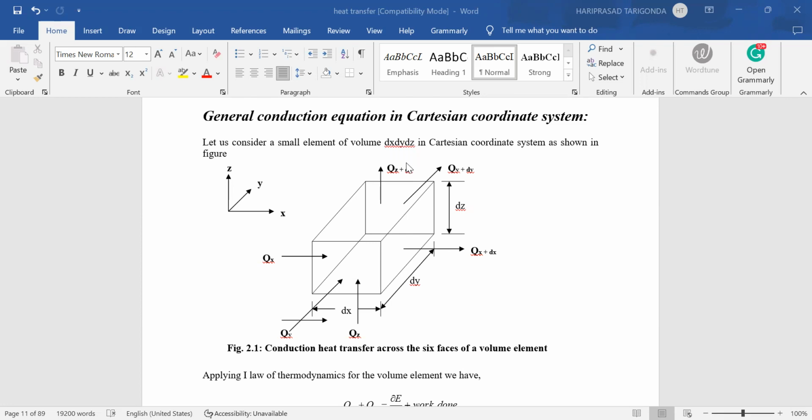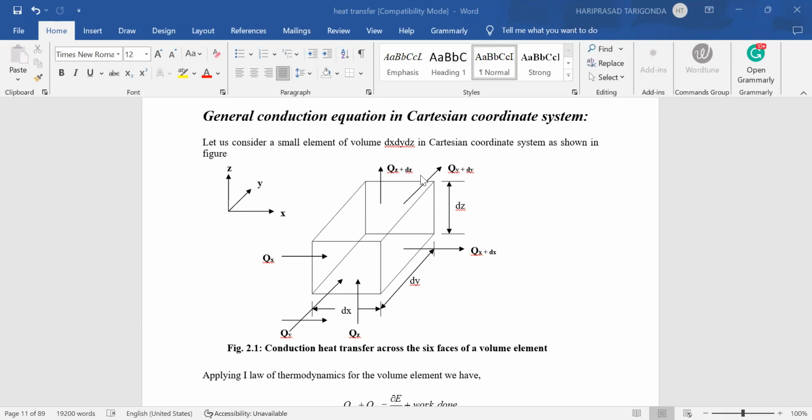So initially, in order to find the temperature distribution and heat transfer rate in the Cartesian coordinate system, we need to derive the general conduction equation. Then we will convert that into a one-dimensional equation in the form of differential equations. Then with the help of initial and boundary conditions, we solve the problem and find the heat transfer rate equations as well as the temperature distribution equations in the Cartesian coordinate system.